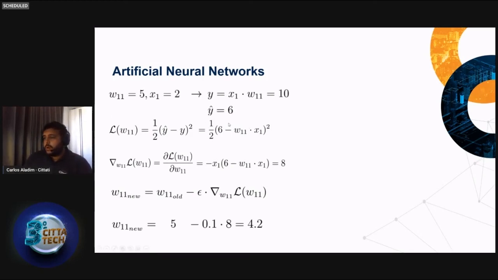Here we have an example of how we will calculate the new weight given the loss function. So we had all this calculus before to discover that the gradient here had a value of 8. And then to calculate the new weight, we use the old weight minus epsilon, that I'll explain in a moment what it is, times the gradient. Epsilon is another hyperparameter that is called the learning rate.